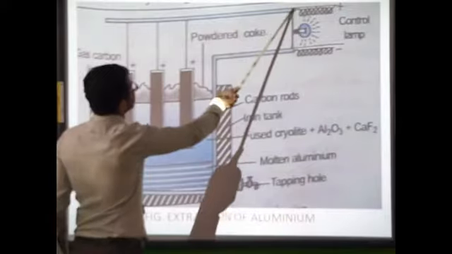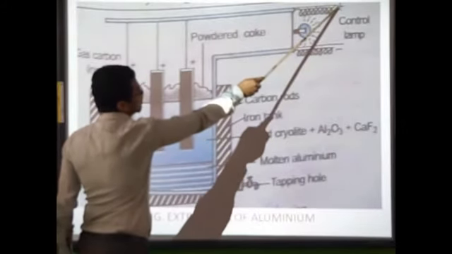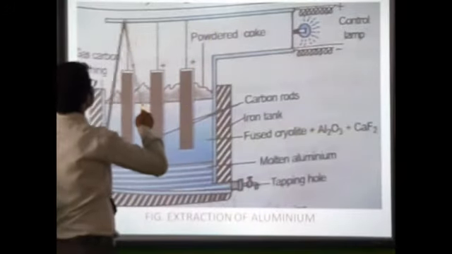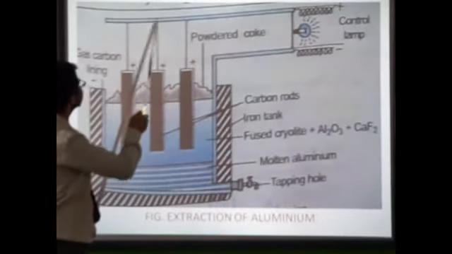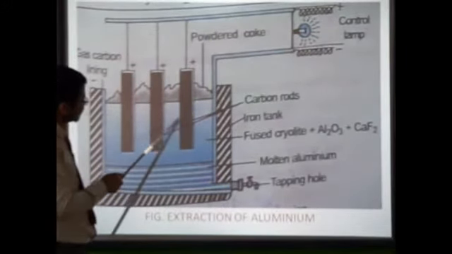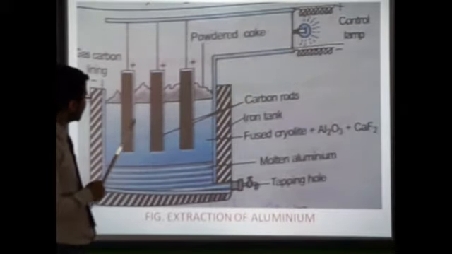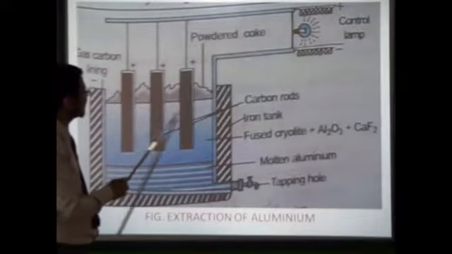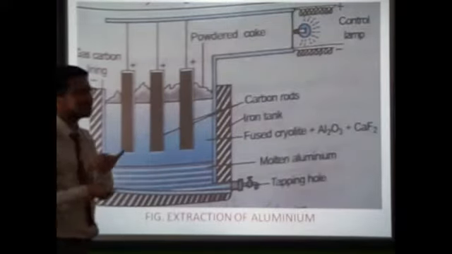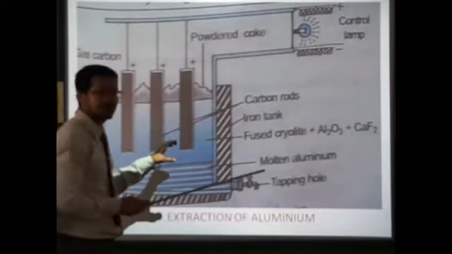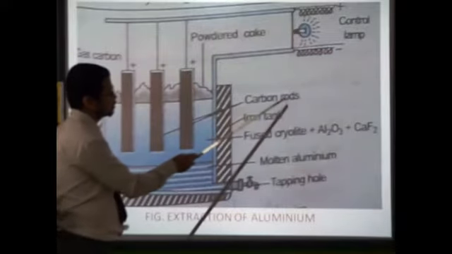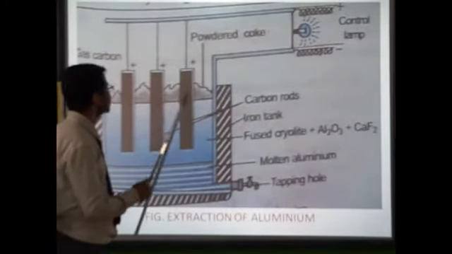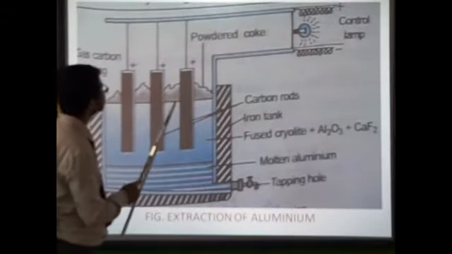Then the positively charged terminal is linked to these plates. You can see three plates are used here. These are called electrodes. The electrodes used in this particular reduction are carbon rods. So thick carbon rods act as anode, the positively charged anode.